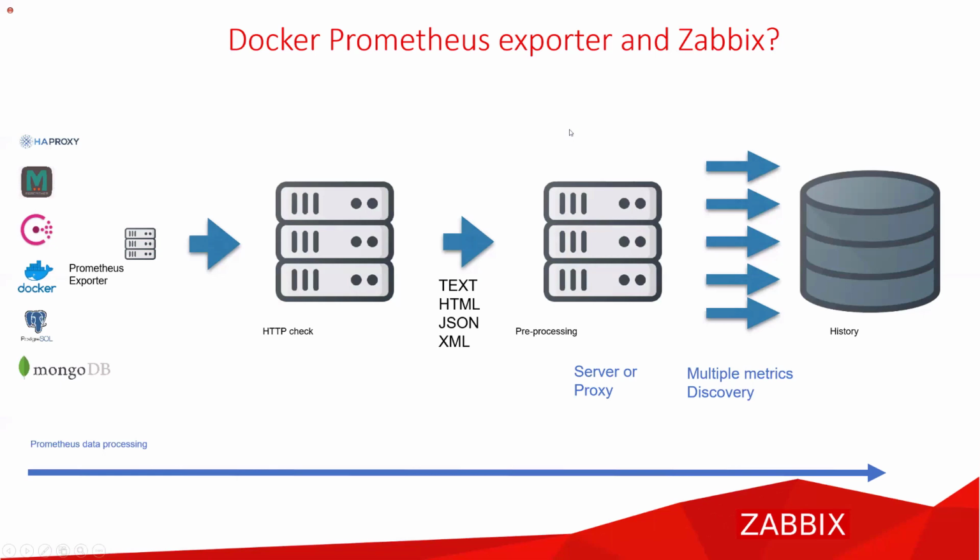Over here, we can see that we can use the preprocessing to use any kind of Prometheus exporter, Docker Exporter, PostgreSQL exporter, and so on. We use HTTP check. Remember those HTTP agents that I mentioned? They're called HTTP agents, but they're actually agentless. So we create a new item of type HTTP agent, and we can then get the data from our Prometheus endpoint, preprocess it via Prometheus preprocessing, and store it on Zabbix server in history.